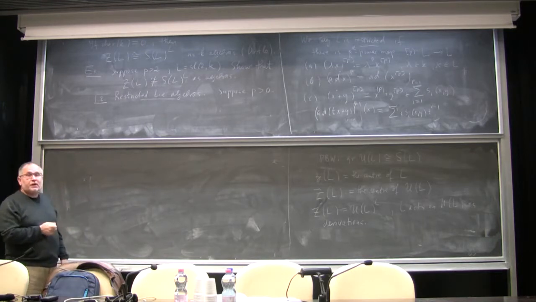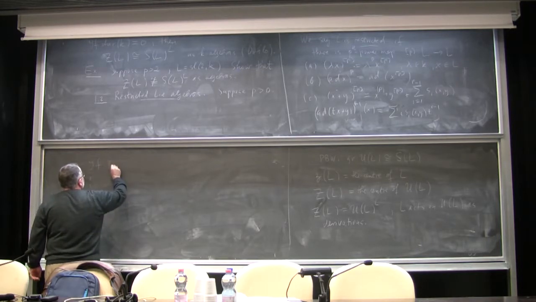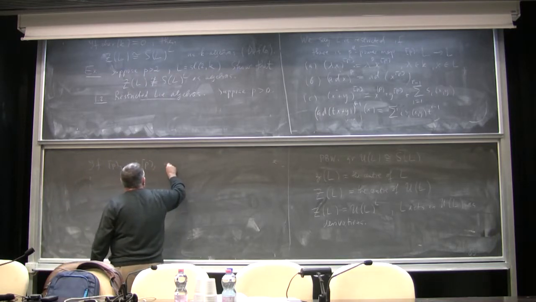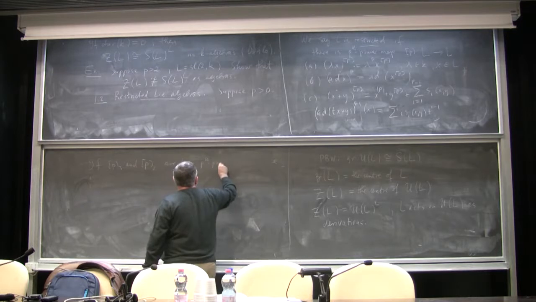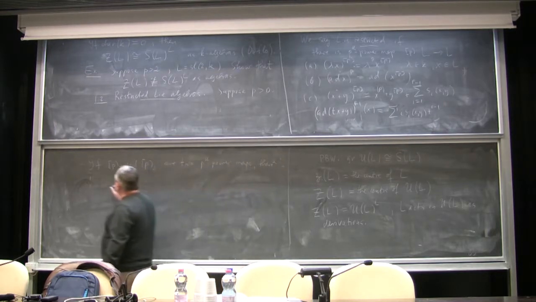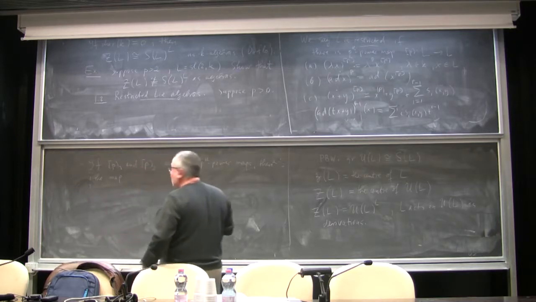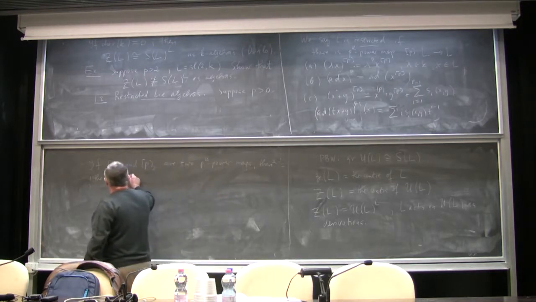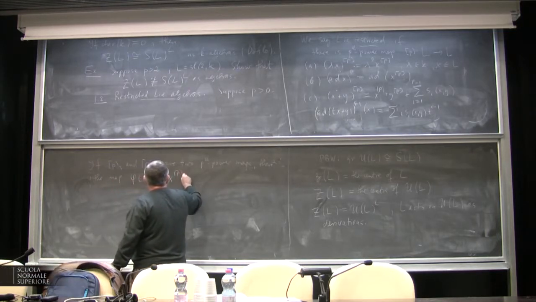The p-power map in general is not unique. So if, say, we have p1 and p2, two p-power maps, then we can define the map phi of x given by x to the p1 minus x to the p2.